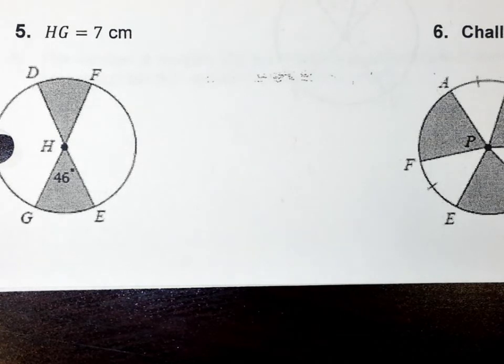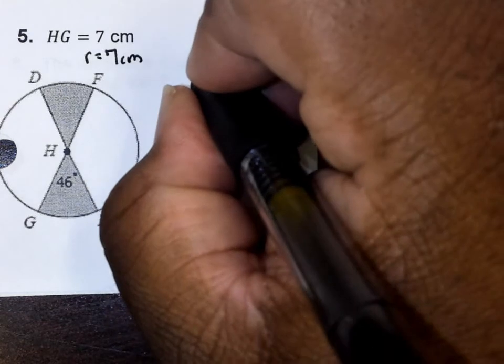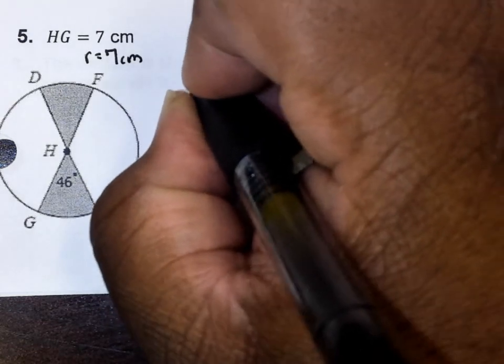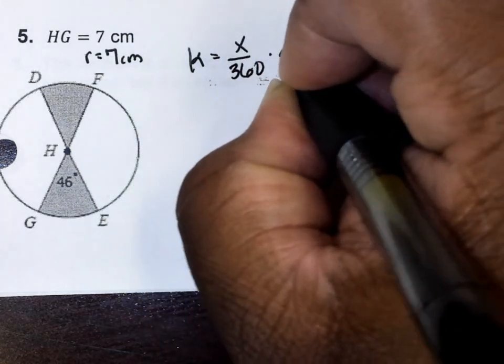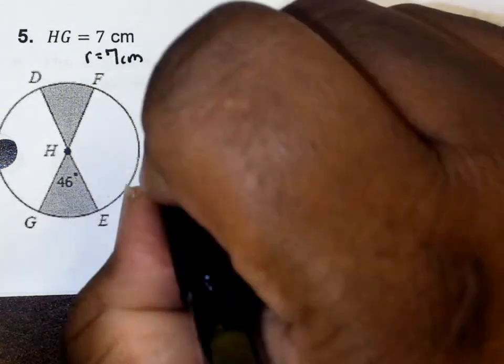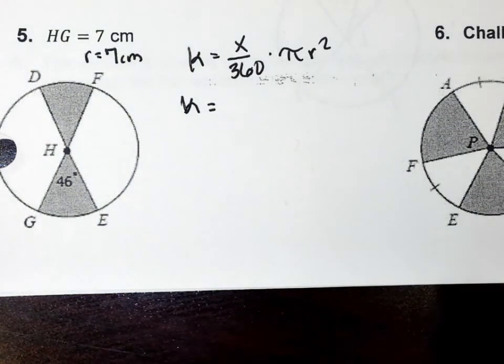Yes, I know it. Alright, 7. It's 5. I'm tripping. Looking at the number, that's 7 centimeters. HG equals 7. Make sure that is your radius, which it is. I don't know why I'm writing 7 centimeters, but whatever. K equals x over 360 times pi r squared, which is my area. So K equals, Reese, what's x? What's my degrees?